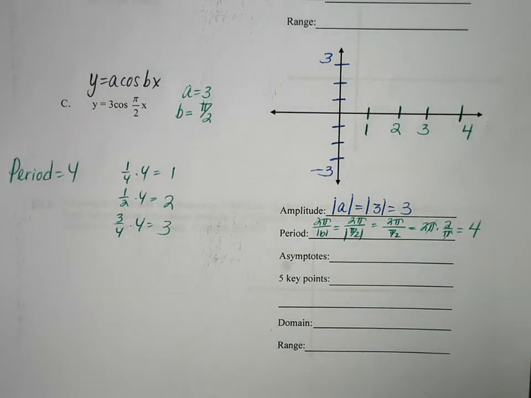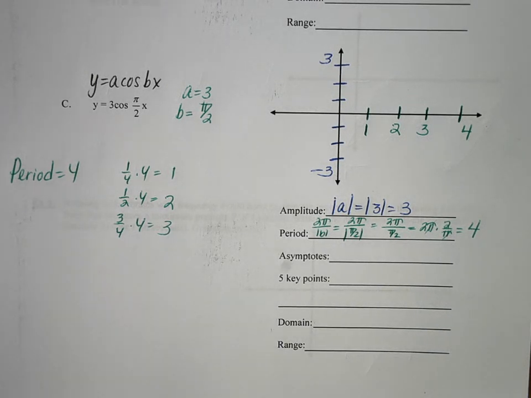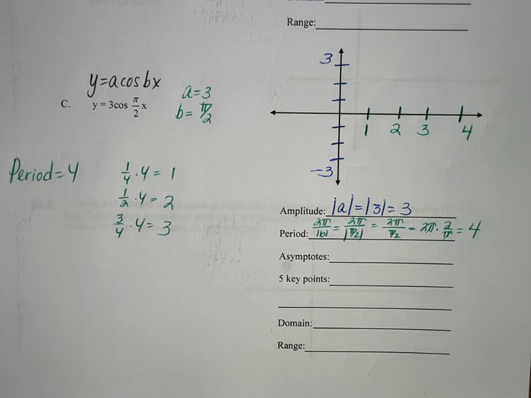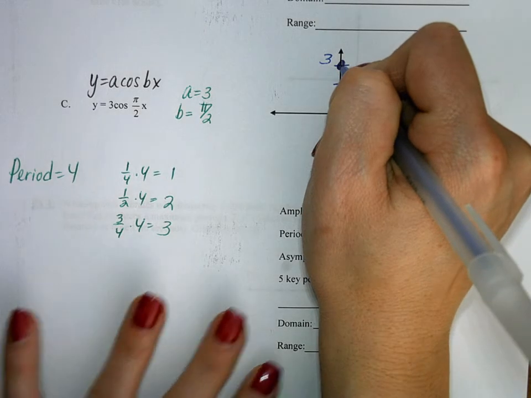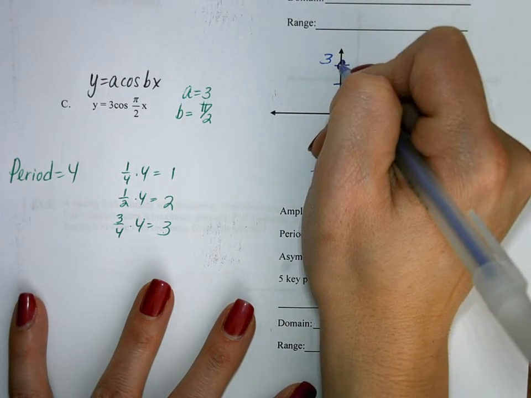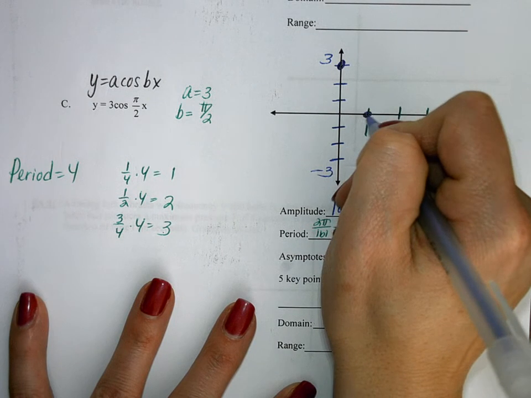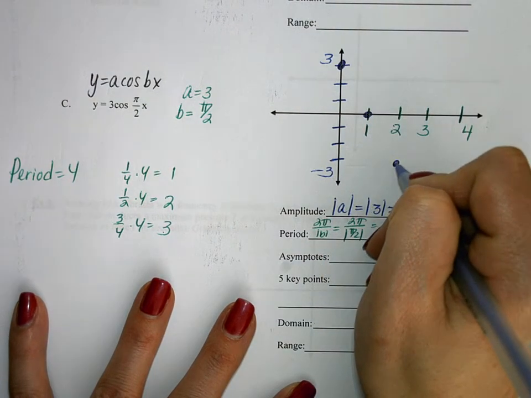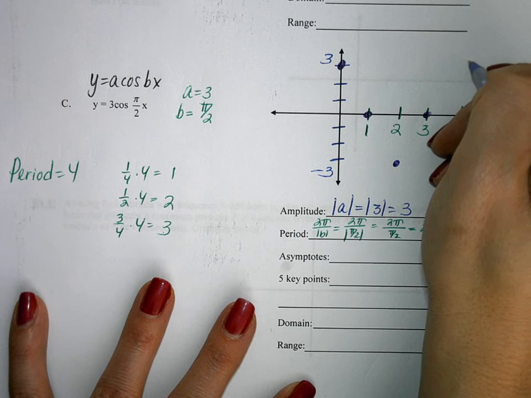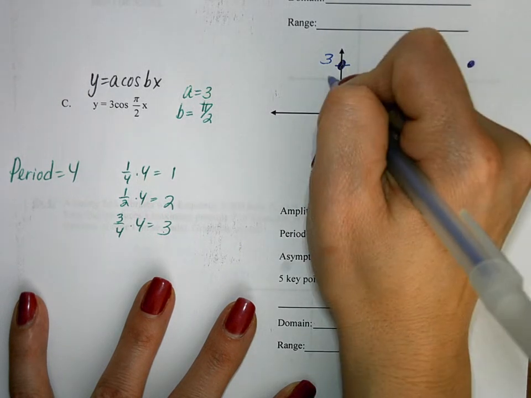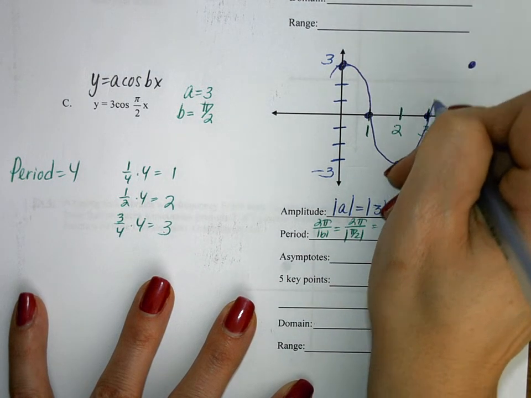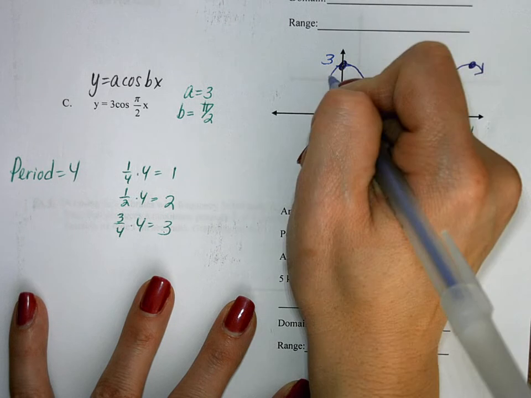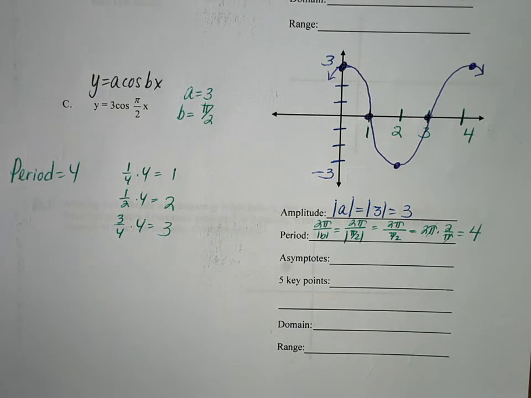All right, making my graph. Graph is cosine. Where does it start? At the top. It starts at the maximum value. So my cosine starts all the way up here at the maximum value and follows the same pattern every time. Starts at the maximum, goes to the x-axis, down to the minimum, back to the x-axis, and up to the maximum. Arrows on both ends. It repeats itself over and over.